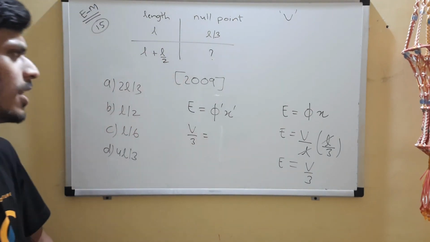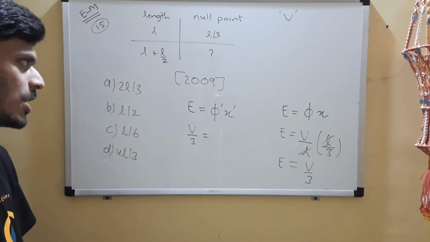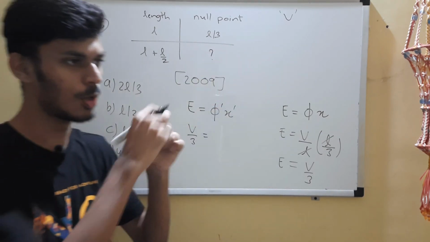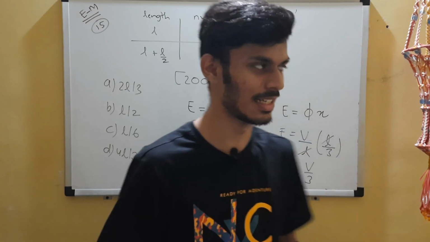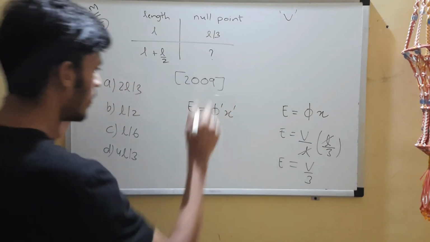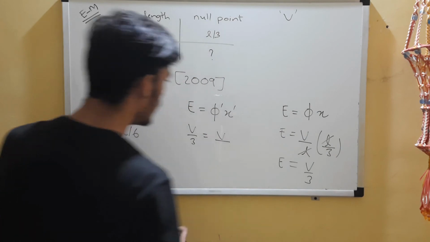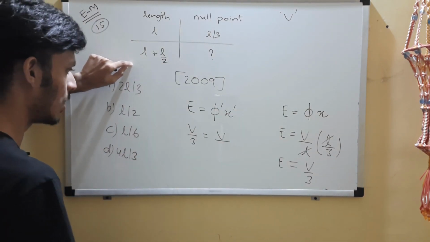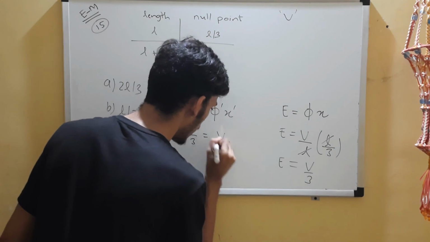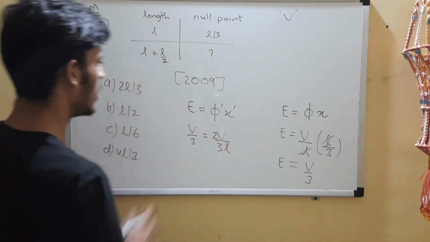Now what will be the new potential gradient? You can see that the voltage drop is still V across the length, but the length has increased. So the gradient is still V divided by the length now. What is the length? The length is L plus L by 2. That is 3L by 2. Okay, 3L by 2.